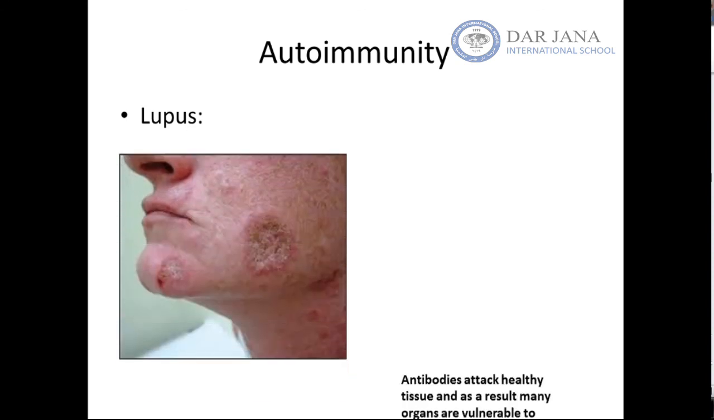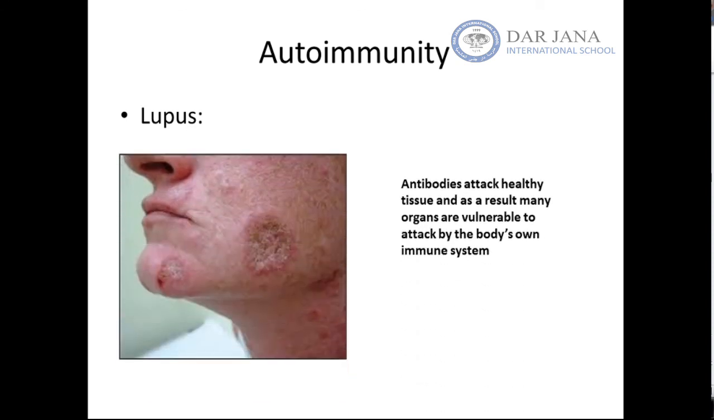The third example is lupus. In lupus, the antibodies of the same body attack healthy tissues so that any tissue or any organ will be vulnerable to attack, prone to be attacked by the body's own immune system. So the antibodies will attack organs and tissues and will lead to this disease.